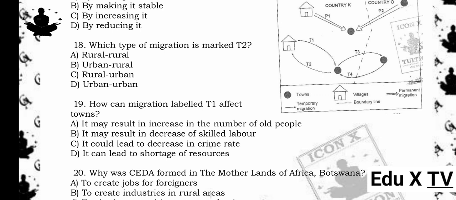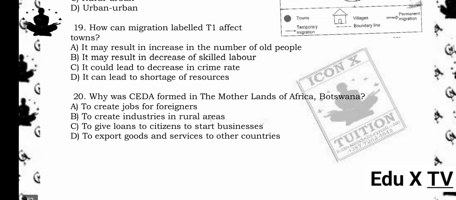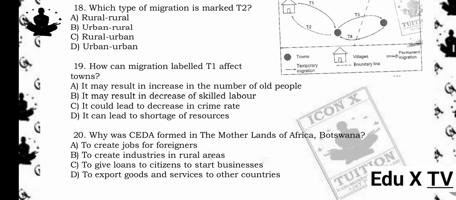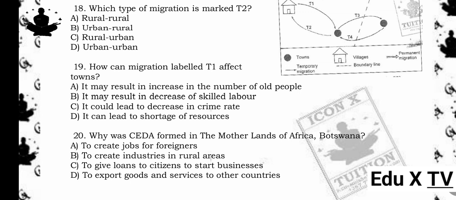19. How can migration labeled T1 affect towns? A. It may result in increase in the number of old people. B. It may result in decrease of skilled labor. C. It could lead to decrease in crime rate. D. It can lead to shortage of resources. The answer is D. It can lead to shortage of resources. Reason being, influx of people into towns increases demand for housing, water, jobs, etc., straining resources.